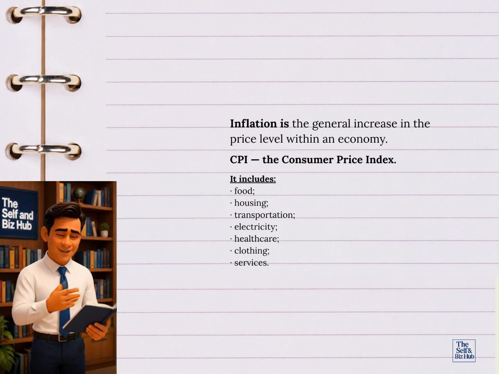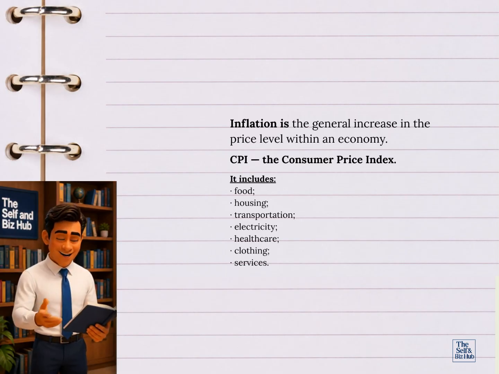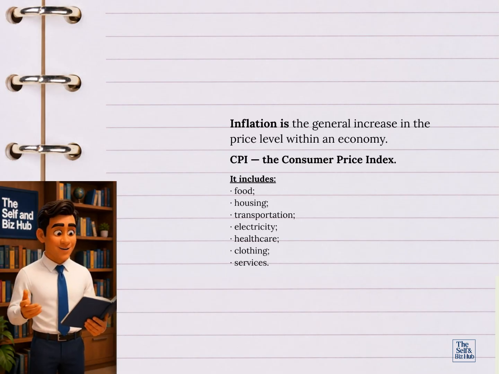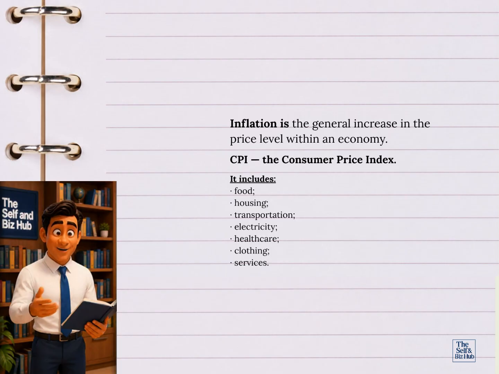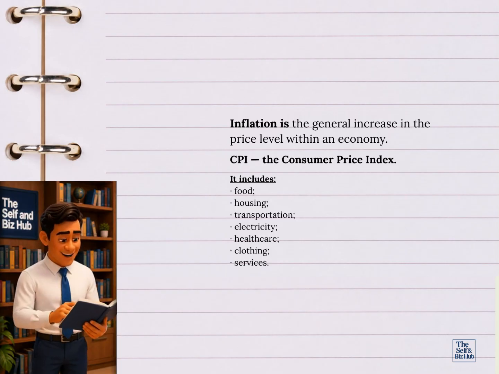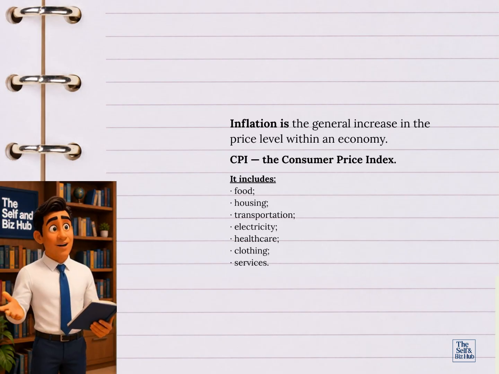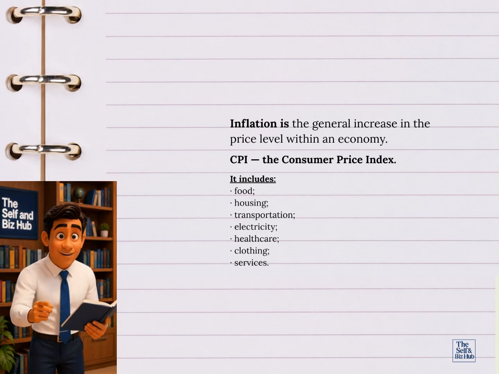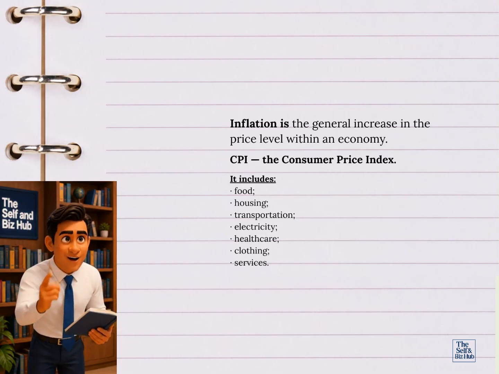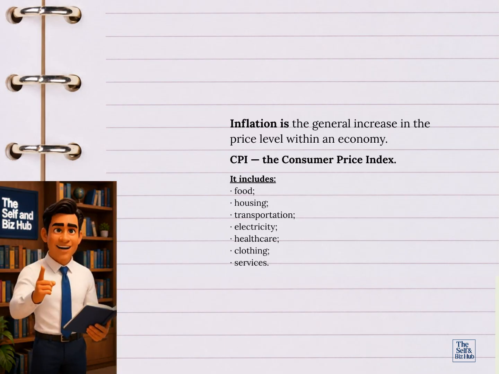To calculate it, economists create what is called a consumer basket. It includes food, housing, transportation, electricity, healthcare, clothing, services. Statistical agencies then track how the cost of this basket changes over time. If the average price level rises by 5%, that means inflation is approximately 5%.